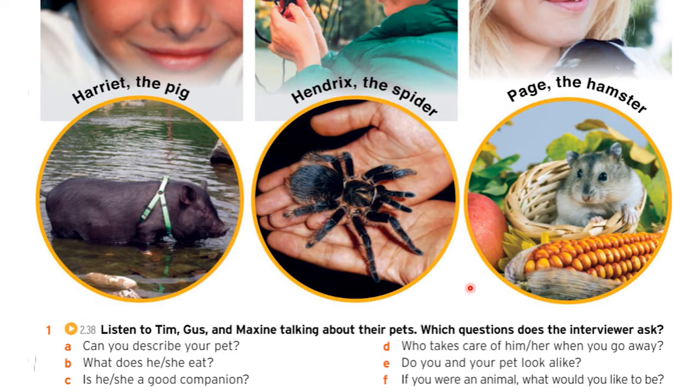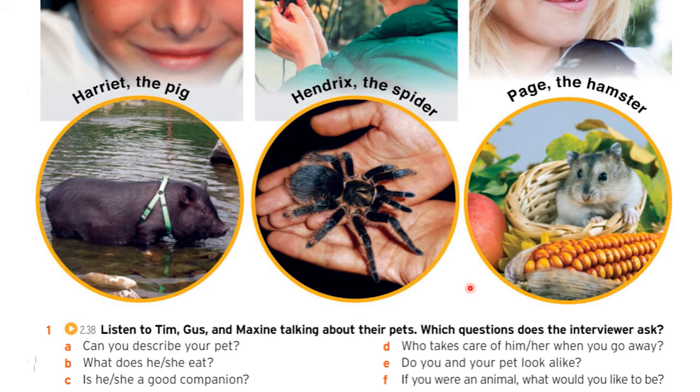Track 38. Tim. Can you describe your pet? She's very fat and not very pretty, but she's got a cute curly tail. Is she a good companion? Yes, absolutely. I always tell her my problems, and she listens. Do you and your pet look alike? I hope not. If you were an animal, what would you like to be? A dolphin. I love the ocean, and dolphins are intelligent and funny, like me.